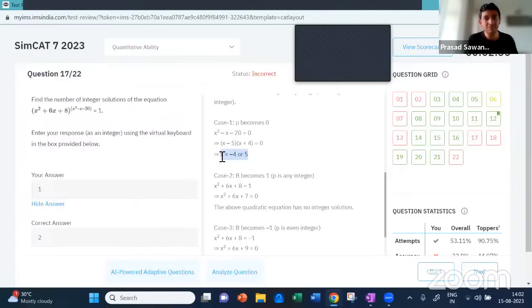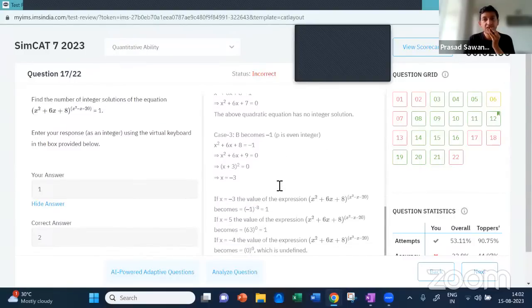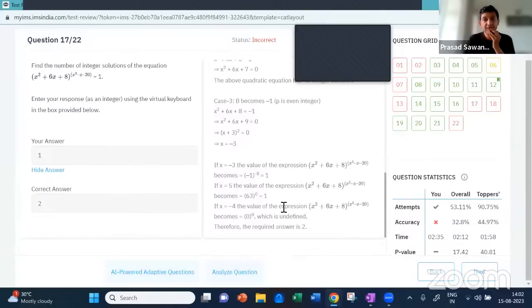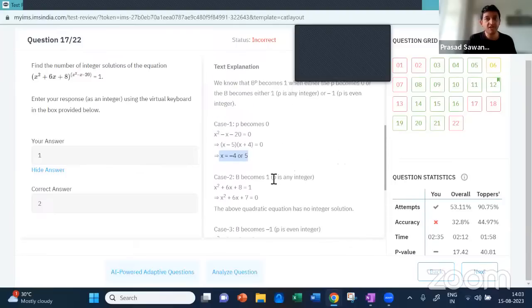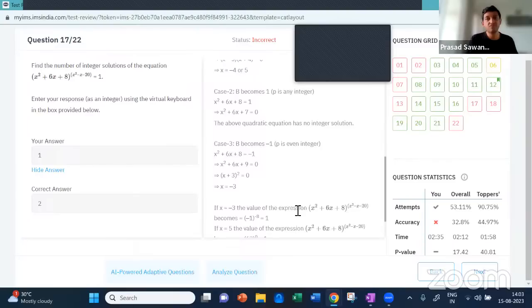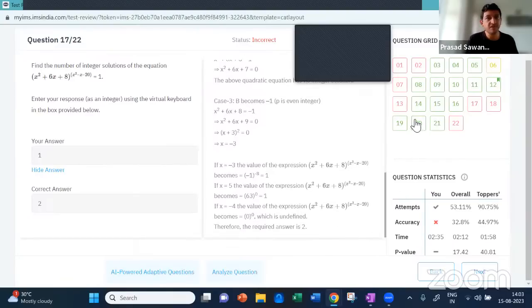Yeah, 4 and minus 5, right? But I got stuck here because if x is equal to 5, then my base becomes an imaginary number. So that was what I was having issues with. So maybe I was wrong, but yeah, something was wrong, I think. Minus 1 raised to minus 8, 63 raised to 0, 0 raised to 0. Okay, I'll have a look at it once, but something might be off. Okay, fair enough.